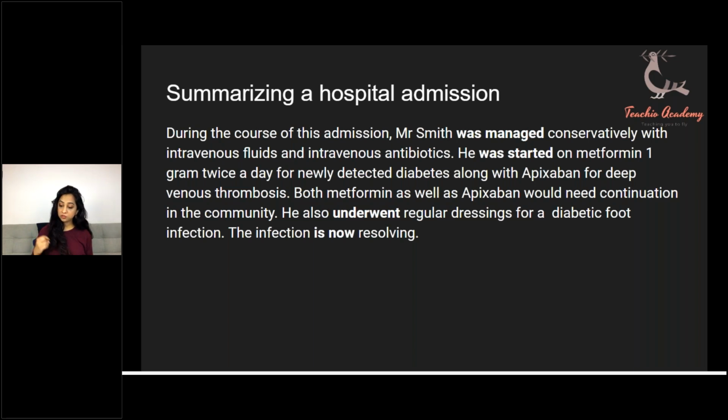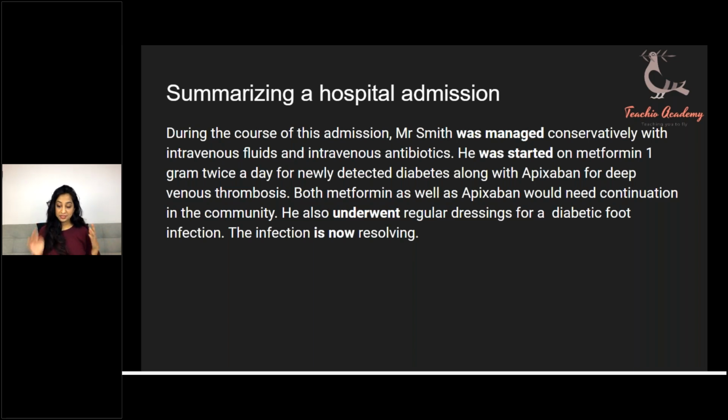If something needs continuation, then like we did in our introductory sentence, we write would need continuation, would benefit from your opinion, because the benefit will happen in the future. That's why we're using would need. He also underwent regular dressings for a diabetic foot infection. The dressings happened in the past when the hospital admission was ongoing, so that's why we're using the past tense.